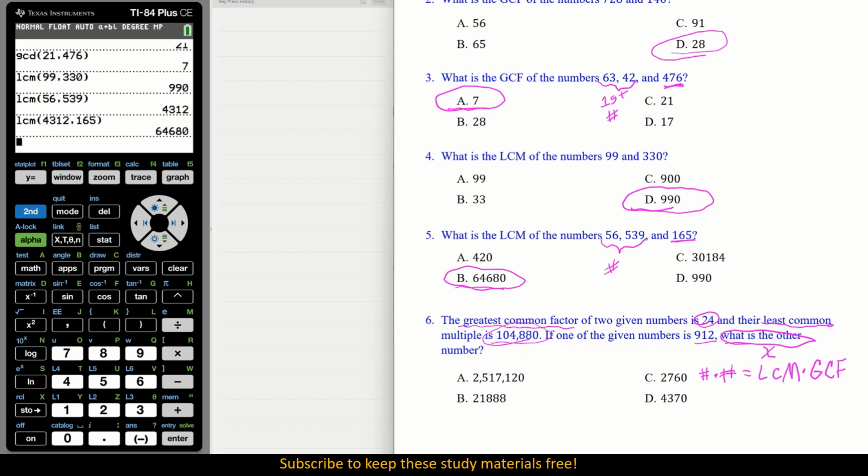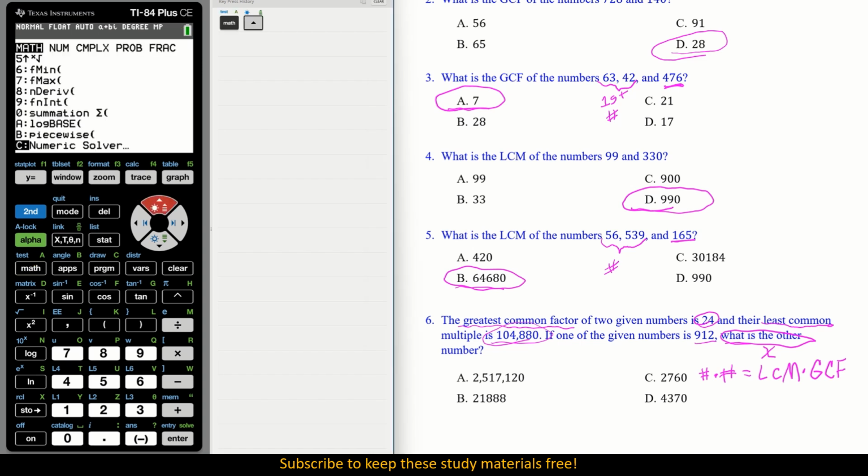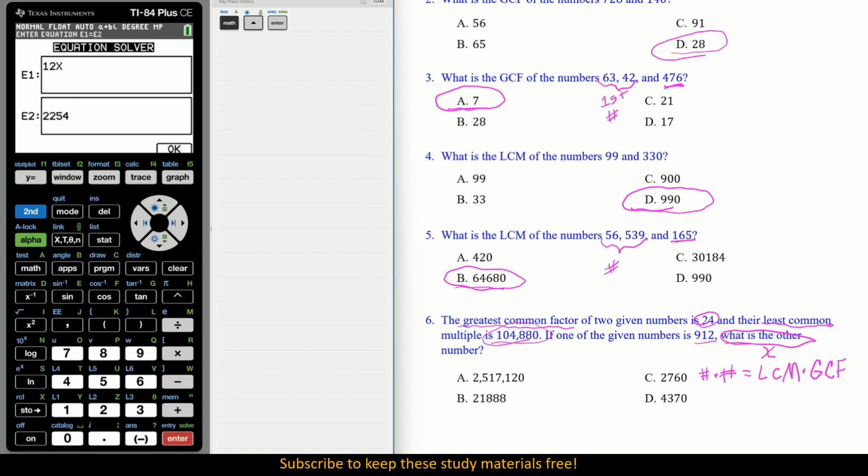Okay, so we're given an LCM, we're given a GCF. So now we can set up an equation in our numeric solver. So go to math, arrow up, push enter, and let's clear out the first item. So let's put in the values that we have. Remember, we need the two numbers. Well, we know one of them. That would be 912. Pop the X behind it because the X is the other one that we don't know. That's our unknown. So put those two values together. Now, press enter, clear out the second box.